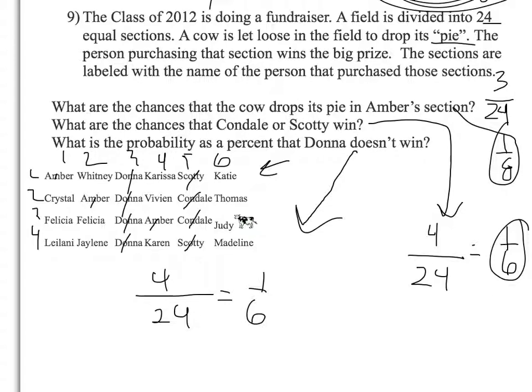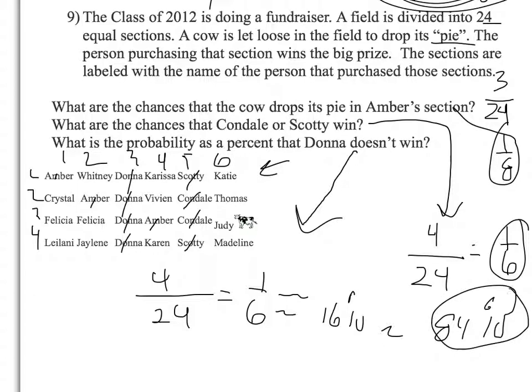Now, we could divide this. 1 divided by 6 is going to be about 16%. Now, if there's a 16% chance that Donna does win, we could subtract that 16 from 100 to get the percentage chance that she doesn't win, which is going to be about an 84% chance.